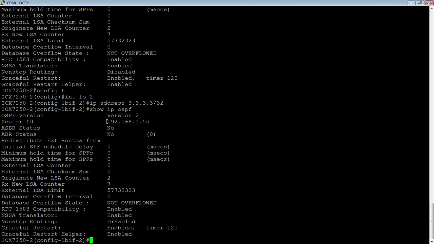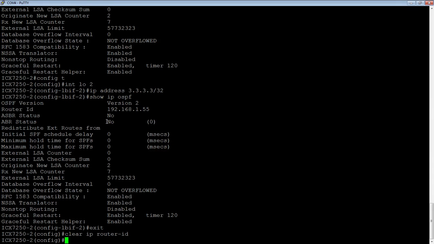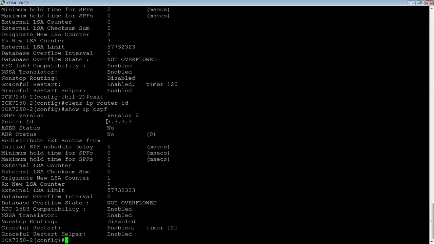So in order to make that change, I need to clear IP router ID. And now if I look at that again, it is now changed to 3.3.3.3, which is the IP of the lowest loopback on my device.